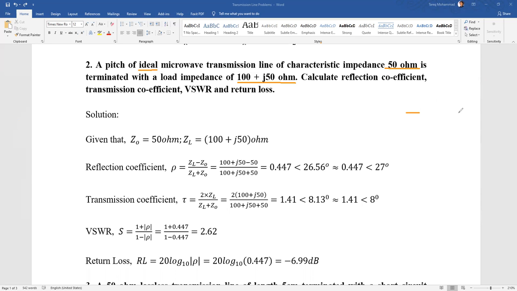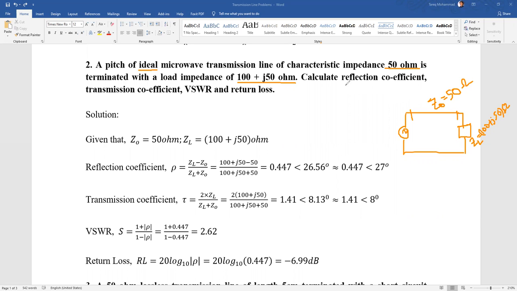So first of all, you need to draw the figure. Here they say 50 ohm, that means this line impedance, which is Z naught, is equal to 50 ohm. And here is ZL, the load impedance, 100 plus j 50 ohm. So Z naught and ZL are given.